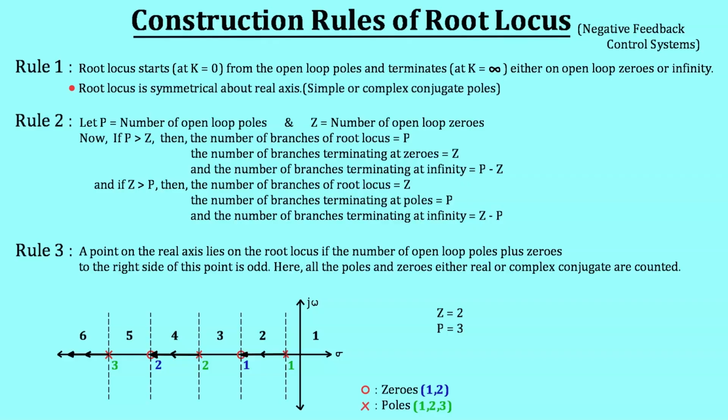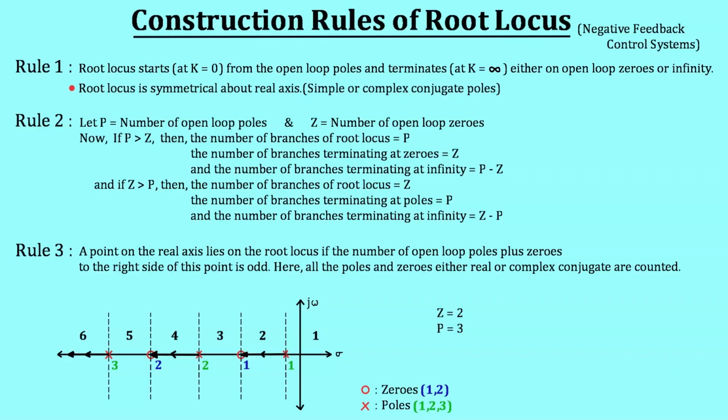And as such, we have also verified rule number 2, where we have seen that if the number of poles is greater than the number of open loop zeros, then the number of branches of the root locus is equal to the number of open loop poles, which is 3 in this case, and you can see also that there are 3 branches in this root locus. The number of branches terminating at zeros is equal to the number of open loop zeros. This point is also verified.